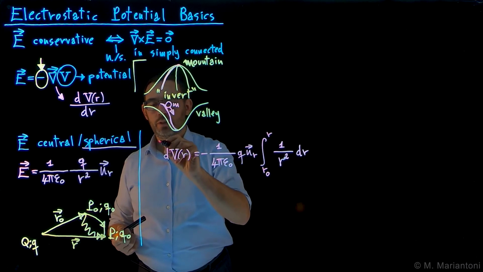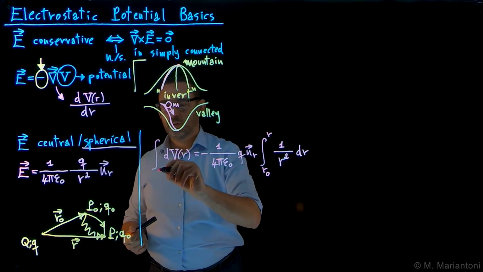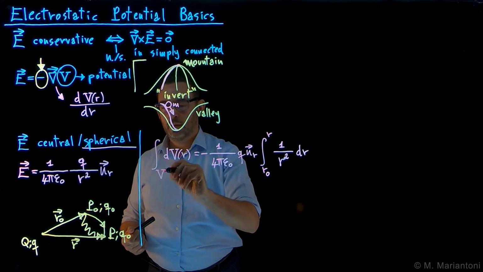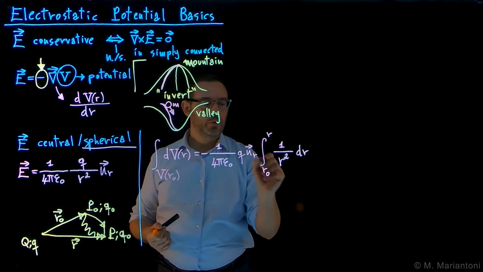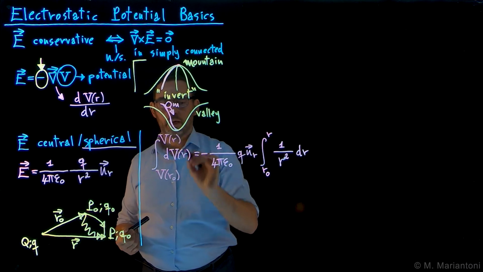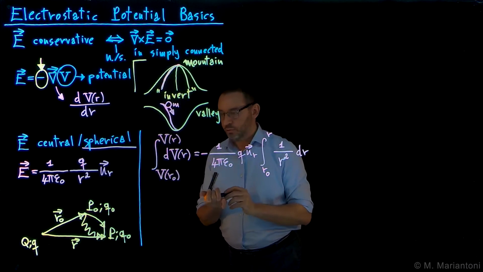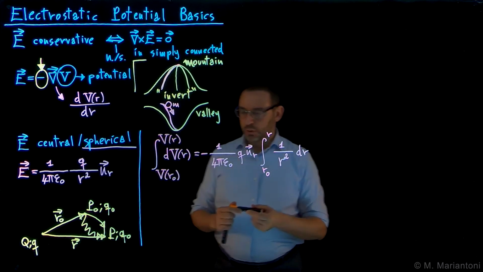Similarly here, we are integrating the total differential of V, and so we need to integrate between V at what point? At r naught, and V at what point? R. Okay, so this is the integral we need to solve in this case. This is a pretty simple integral.